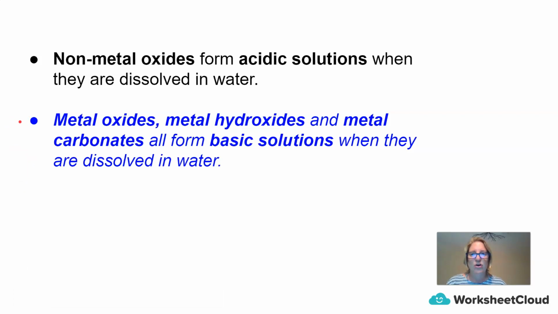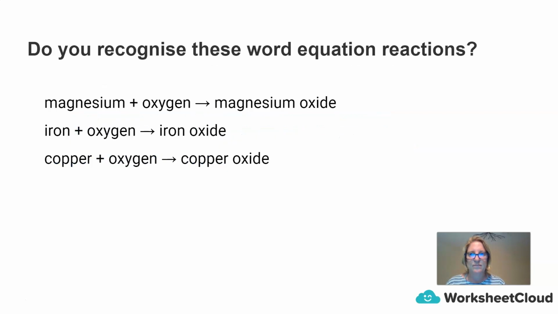So we are going to have a look how metal oxides and metal hydroxides and metal carbonates will all form basic solutions when they are dissolved in water. Do you recognize any of these word equation reactions? We have magnesium plus oxygen reacts to give us magnesium oxide. Iron plus oxygen reacts to give us iron oxide. And copper plus oxygen reacts to give us copper oxide.